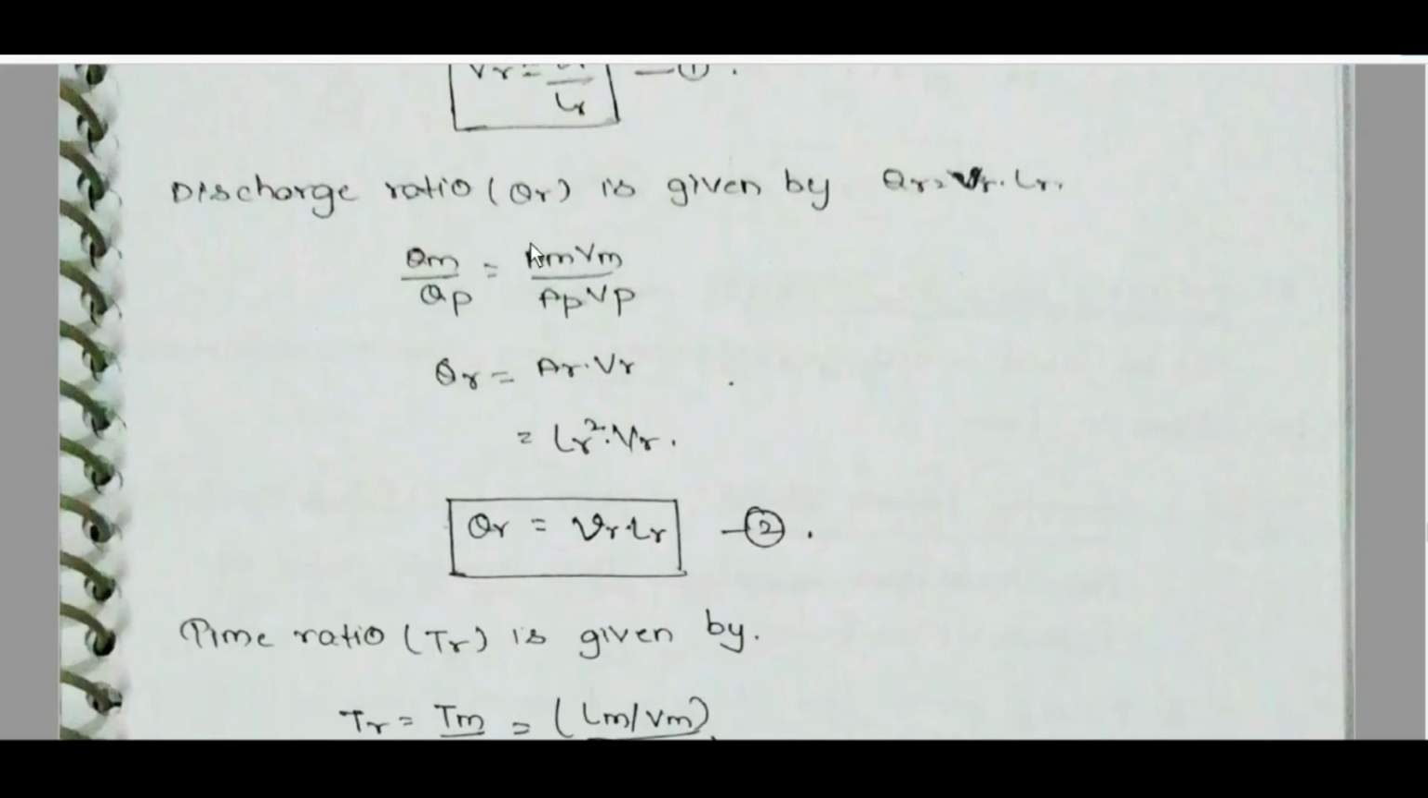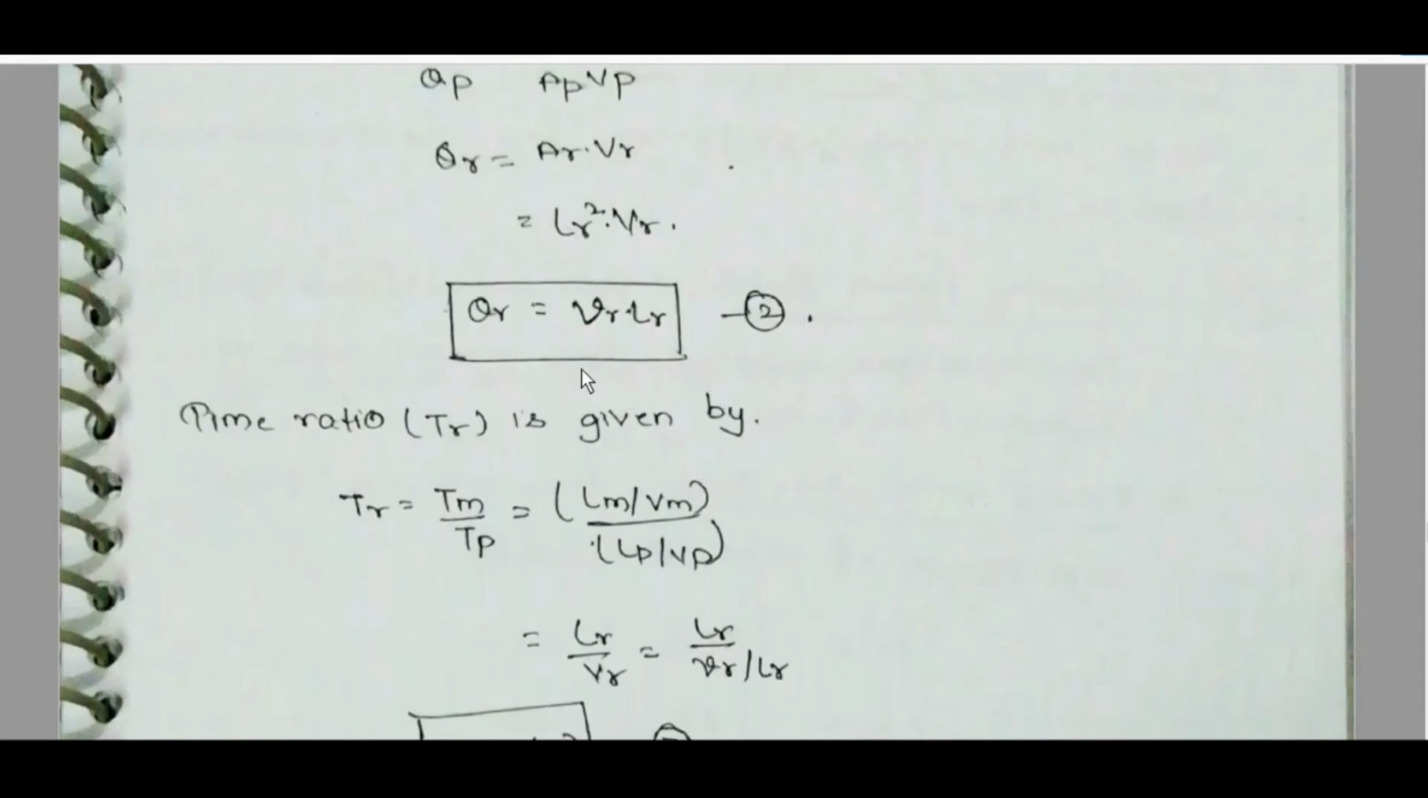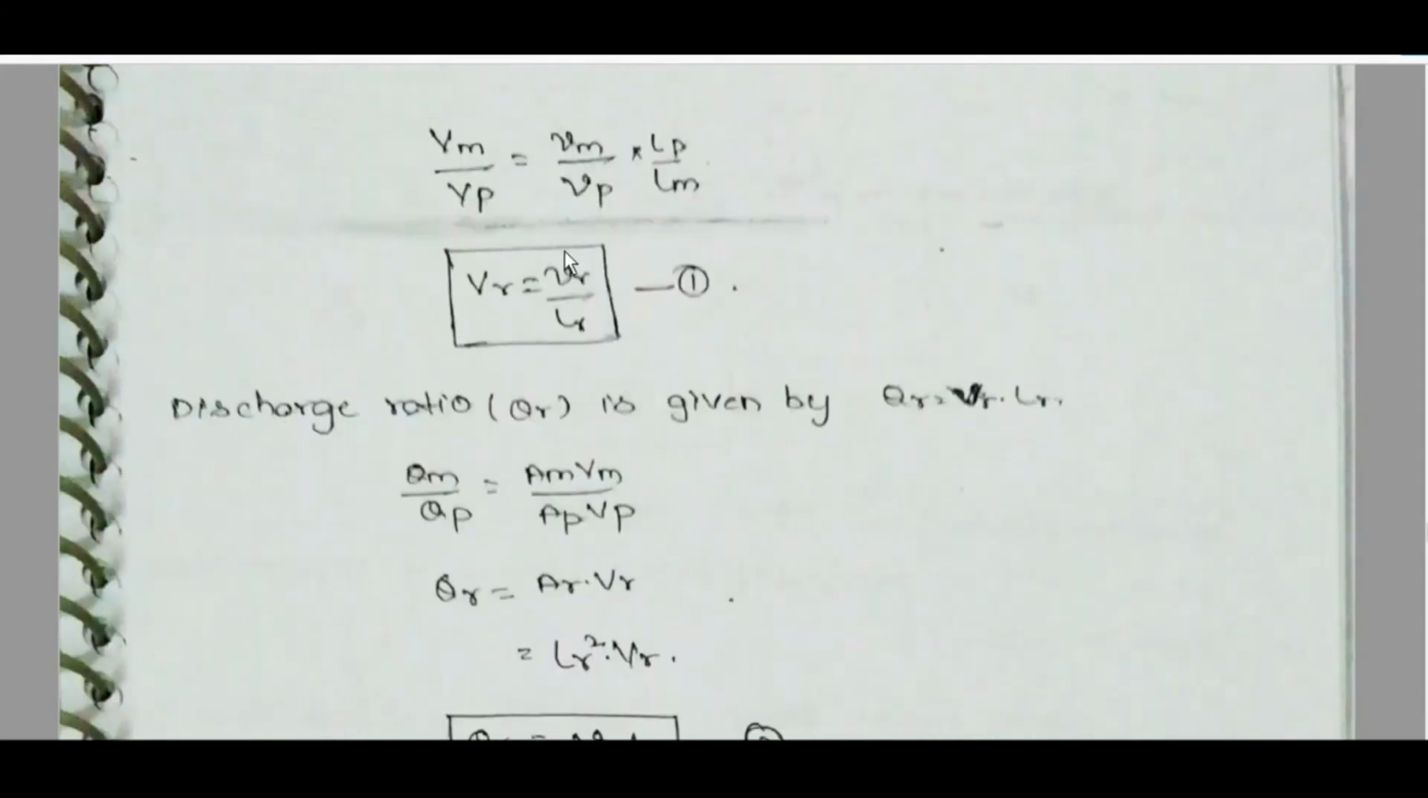Discharge ratio Qr is given by Qr is equal to Vr into Lr. QM by QP is equal to AM by AP into VM by VP. Qr is equal to Ar into Vr is equal to Lr square into Vr. Qr is equal to nu r into Lr.